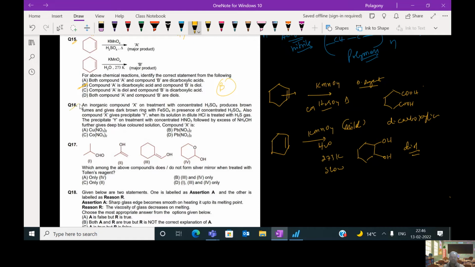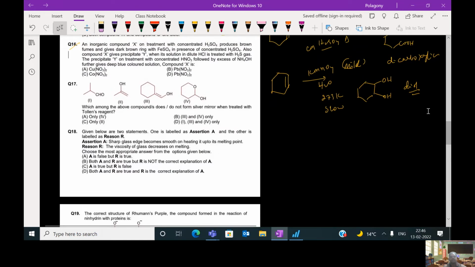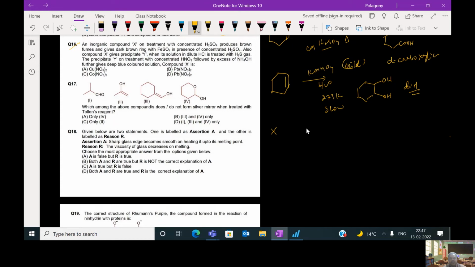Now the 16th question. The compound X is an inorganic compound. Treatment with concentrated sulfuric acid produces brown fumes, which might be NO2 gas. It also gives a dark brown ring with ferrous sulfate.